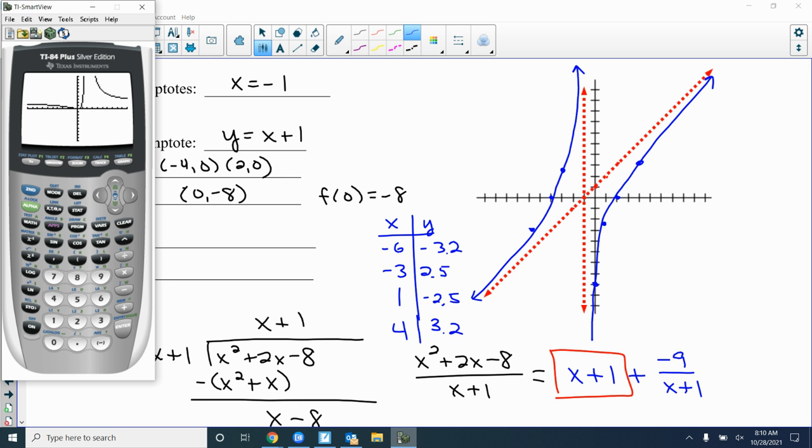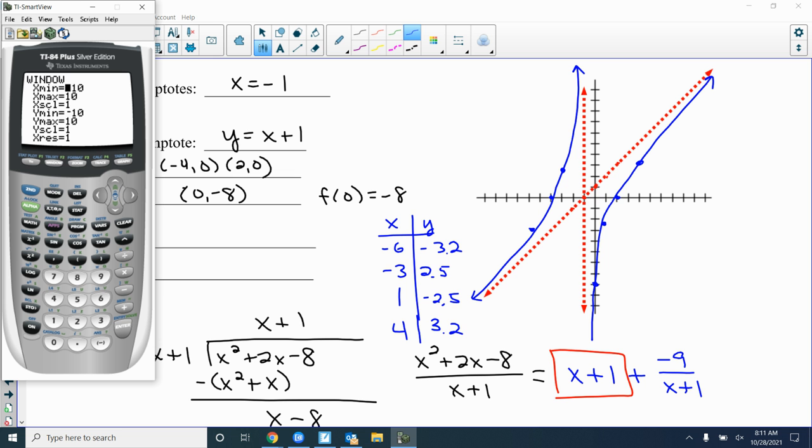Your calculator looks so much better with the color ones than what I got, but that's all right. X squared plus 2x minus 8, divided by x plus 1. So you get that. Now I'm going to graph that oblique asymptote, because I don't think you really have an appreciation for how super exciting and super cool it is. So you take a look at that. It's going to go right along there the whole way. That's kind of pretty neat.